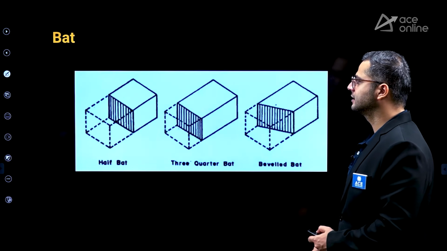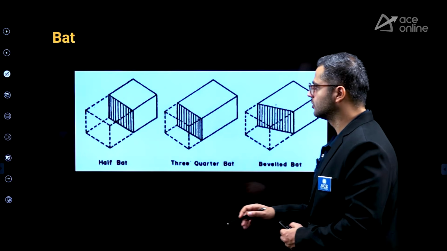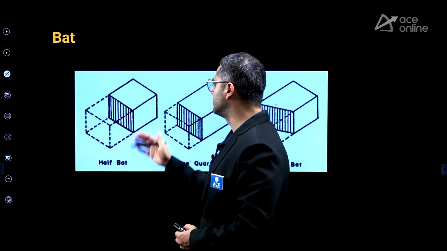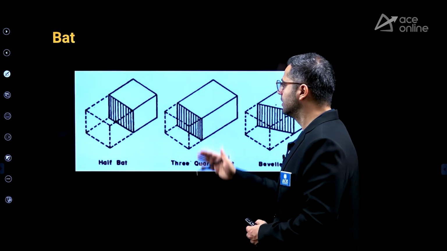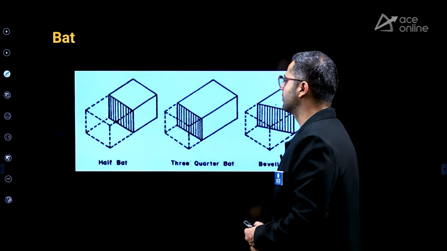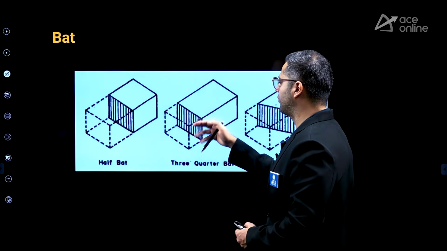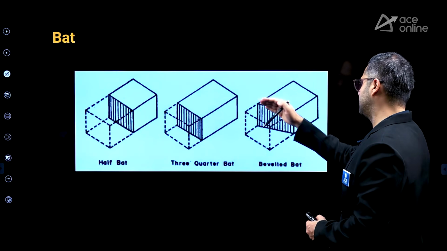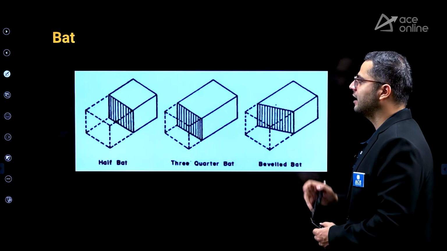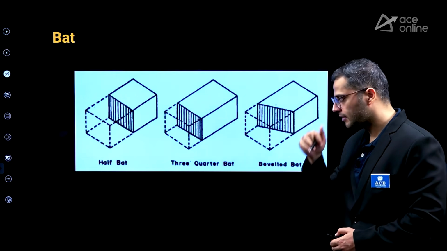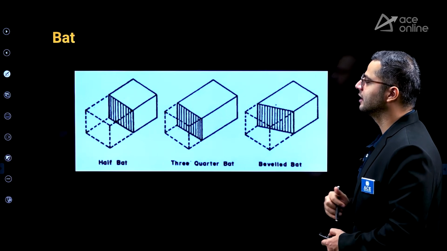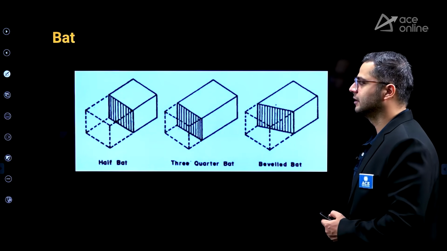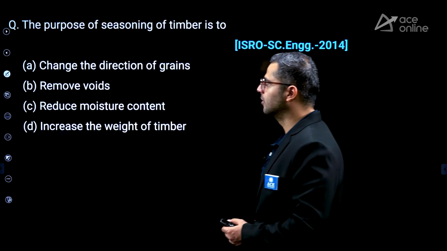And apart from that, these are bats. So half bat, cutting the brick into half along the stretcher. 3/4 bat, cutting the 1/4 of the width, length or stretcher. And beveled bat, cutting it at an angle along the stretcher, right? So these are the considerations of cutting for various bonds which we need to make in brickwork.